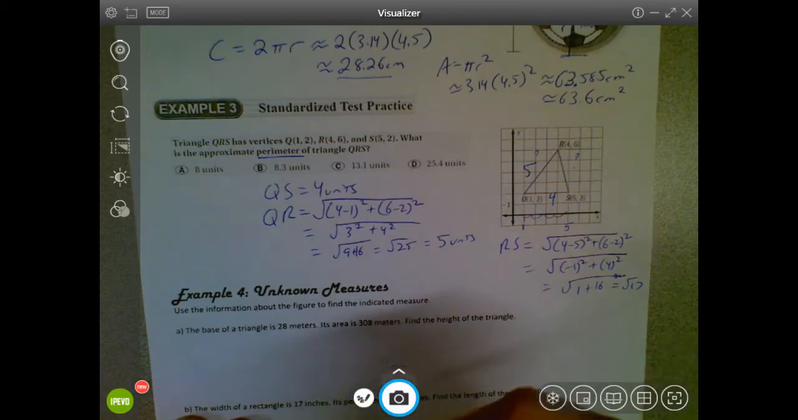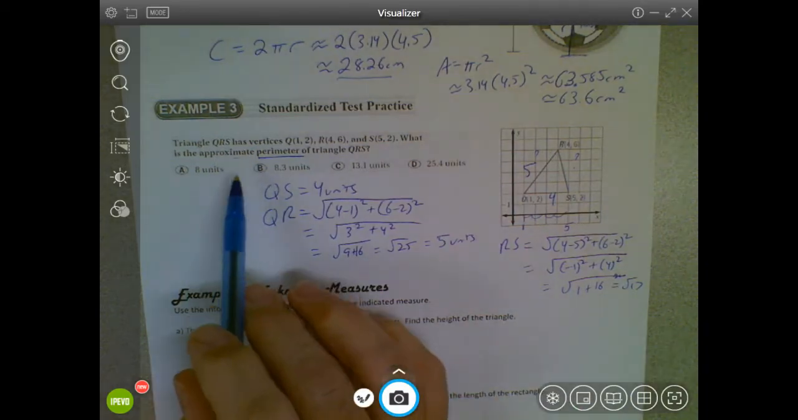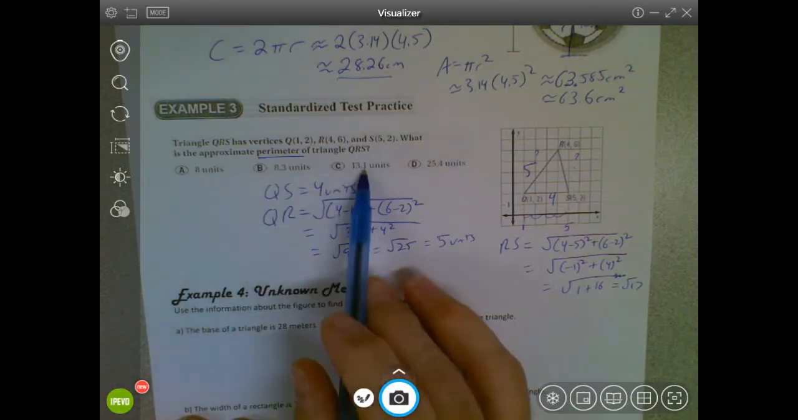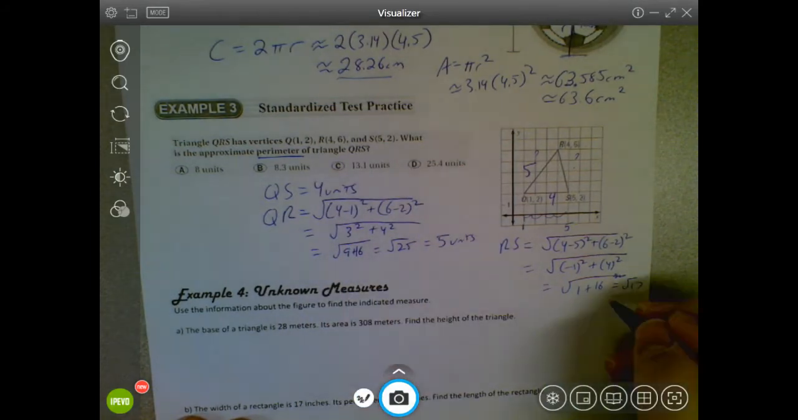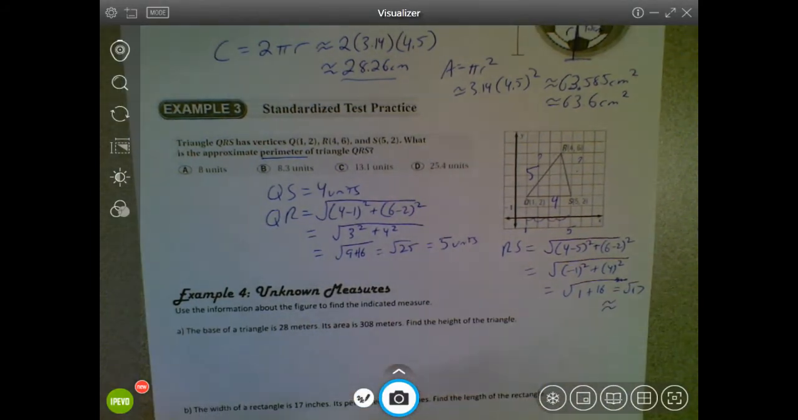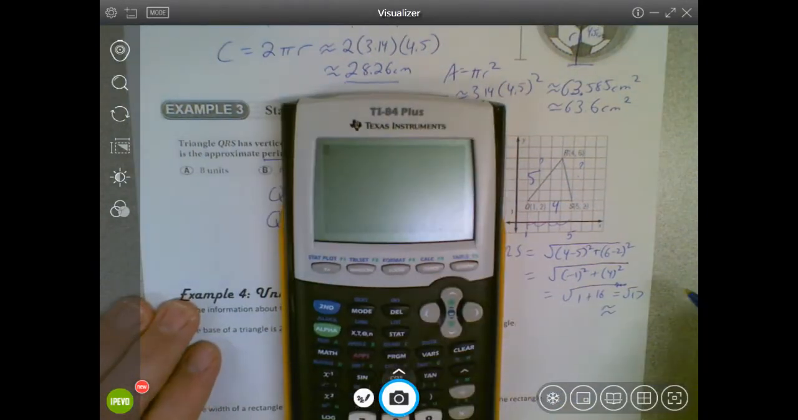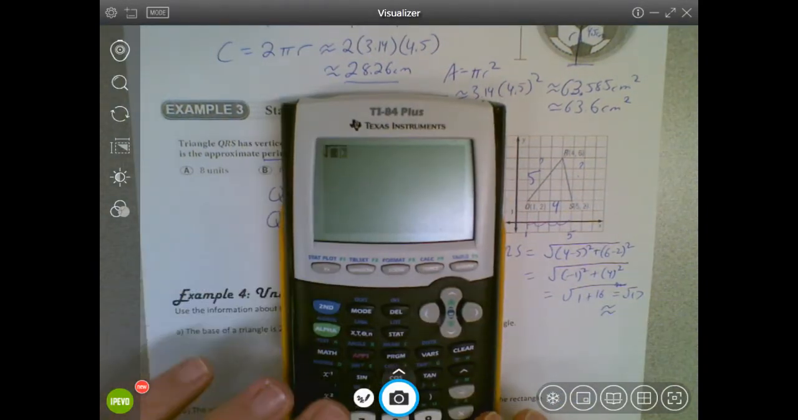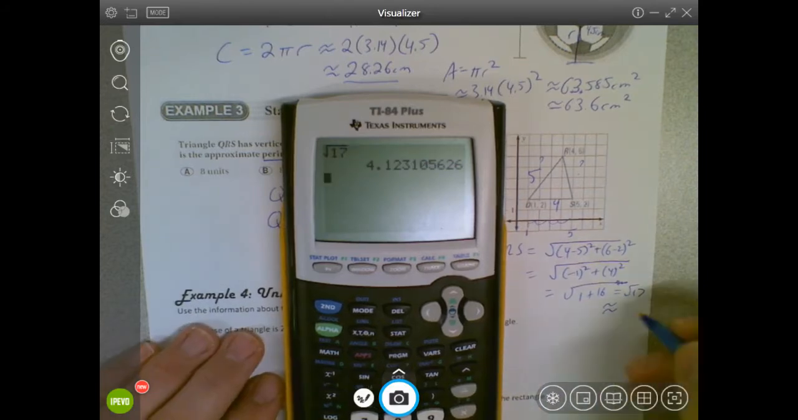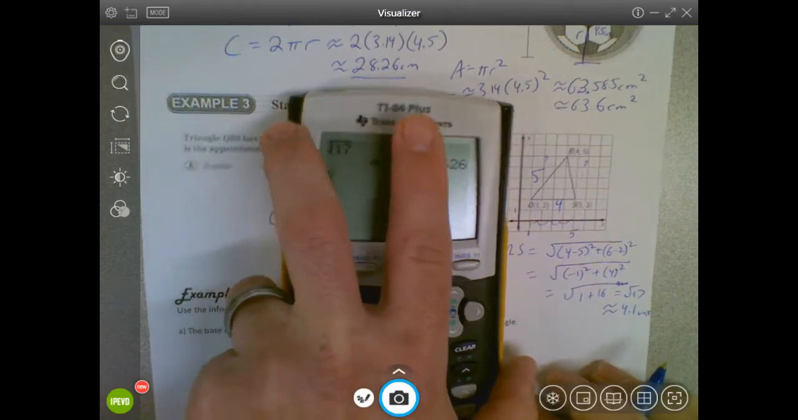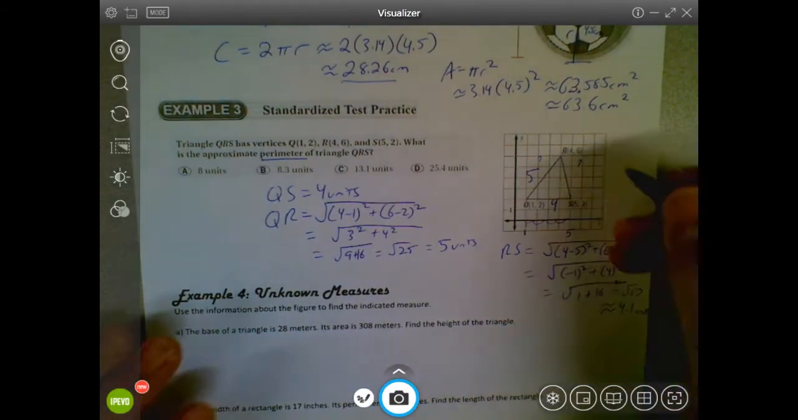And they did say, I'm looking at all the choices here, it does say approximate, and it's also rounded to the nearest tenth. So I'm going to have to round this to the nearest tenth. According to the calculator, the square root of 17 should be a little over 4, right? Square root of 16 is 4. So square root of 17 is 4.1. 4.1 units. So I have all three sides now.